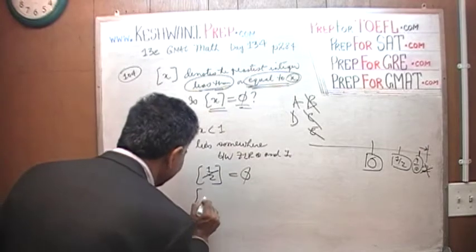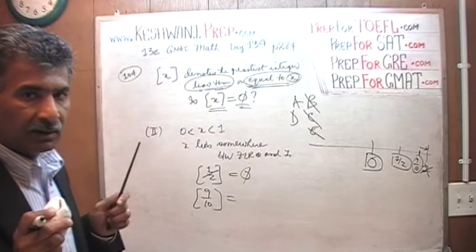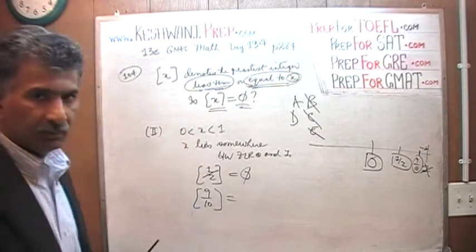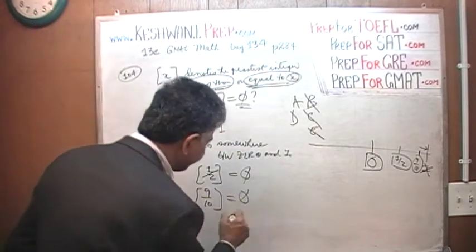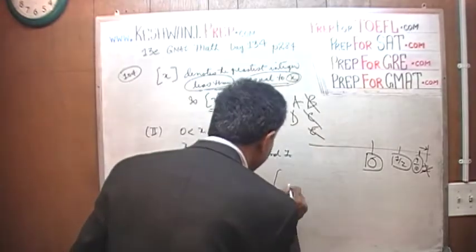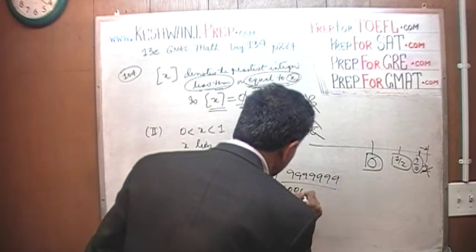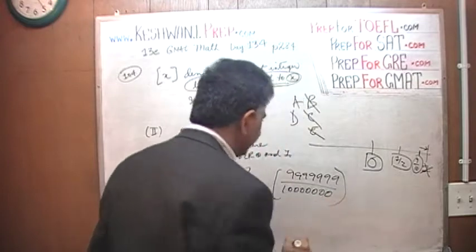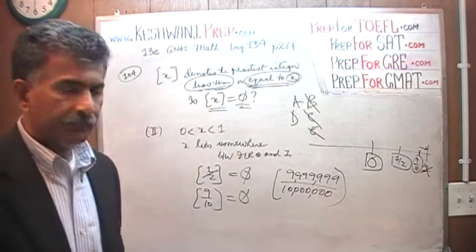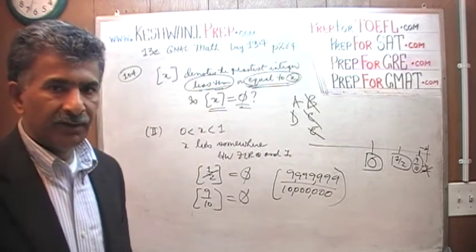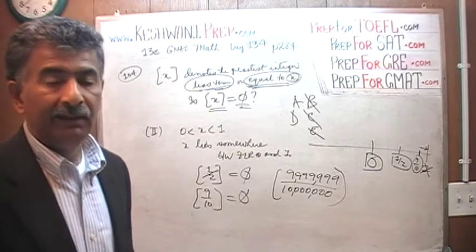If it happens to be 9/10, the greatest integer that is less than 9/10. One more time, the greatest integer that is less than 9/10 is 0. Even if it happens to be some long decimal number, I don't know what that number is. You see? 9,999,999 divided by 10 million, that is damn close to being 1. But still, the answer is not 1.